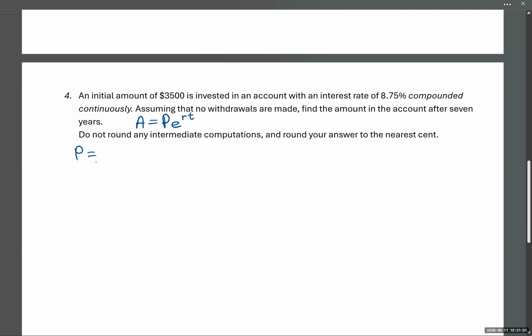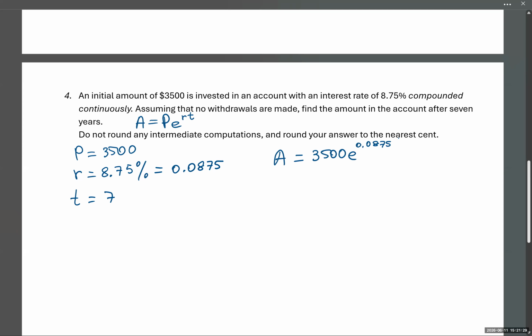So P is the initial amount still, which is 3,500. r is the rate at which the money is increasing in this case, so 8.75% or 0.0875. And then t is 7 years. After that, just put it into the formula. So 3,500 times e to the 0.0875. Don't truncate any of the numbers. And then times 7. So this time it's money, $6,457.63.